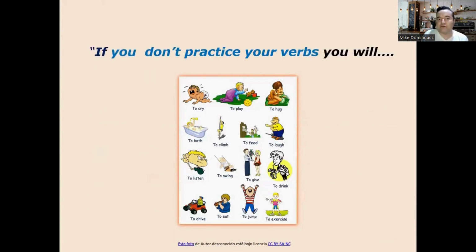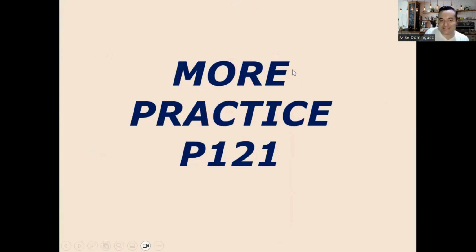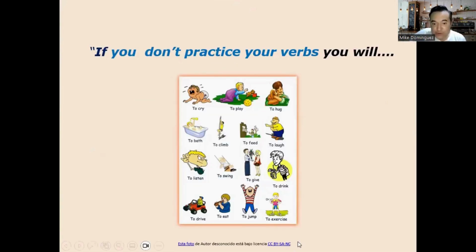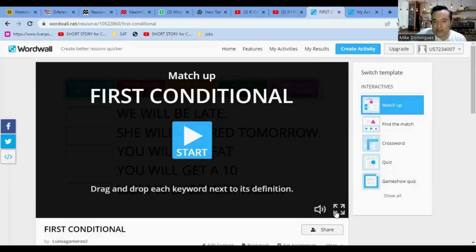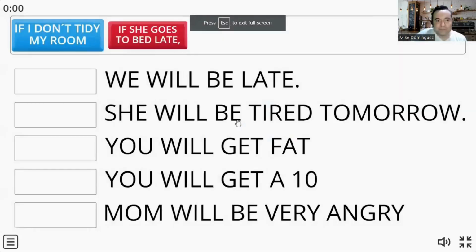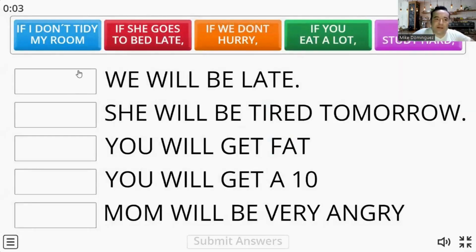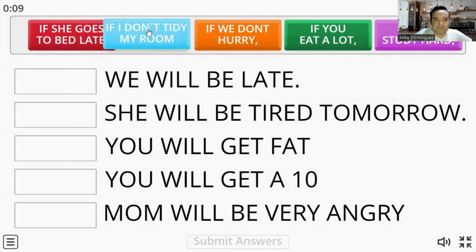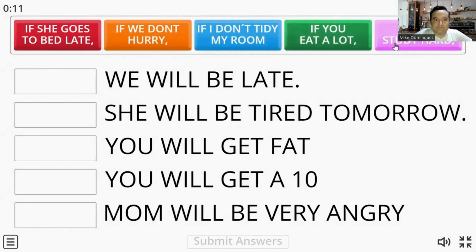If you don't practice your verbs, what is going to happen? You will not learn. Or you won't learn. Yes, very good. Okay, I have more practice for you. Let me show you this exercise right here to practice the first conditional. Are you guys ready? There we go. Please, number 1, Nino. We will be late if she goes to bed late, we will be late.